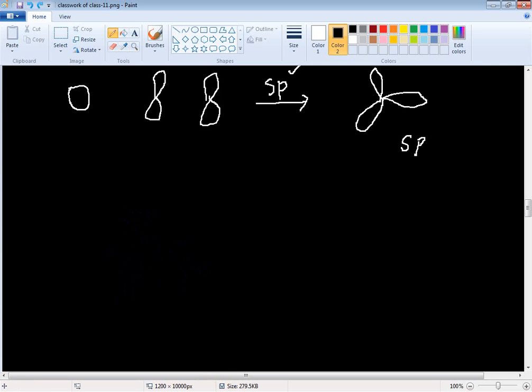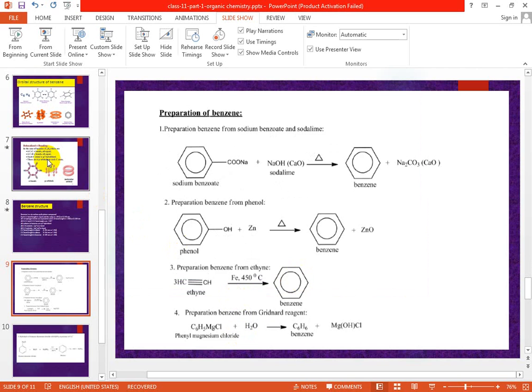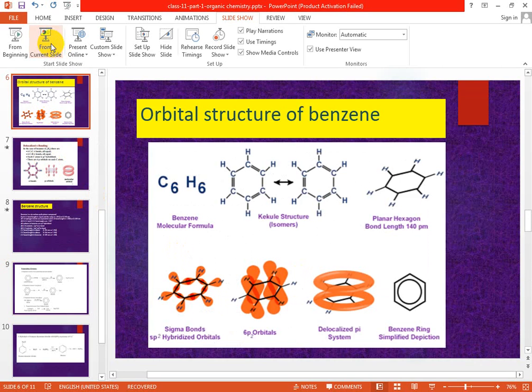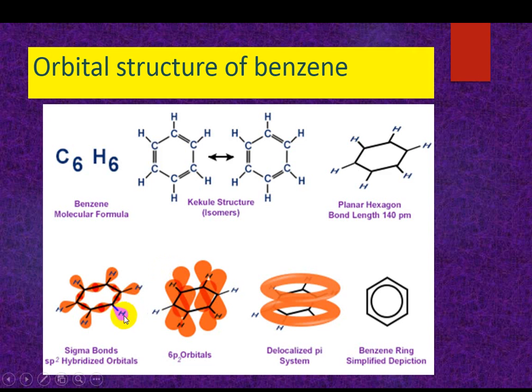Okay, I am showing the figure here. This is sp2. You have seen this sp2: one carbon, and another sp2, another sp2, another sp2. So this carbon has one sp2, this carbon has one sp2, so this bond is sp2 hybridized.